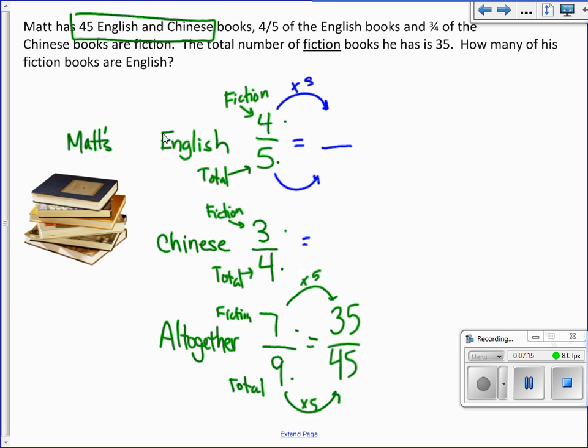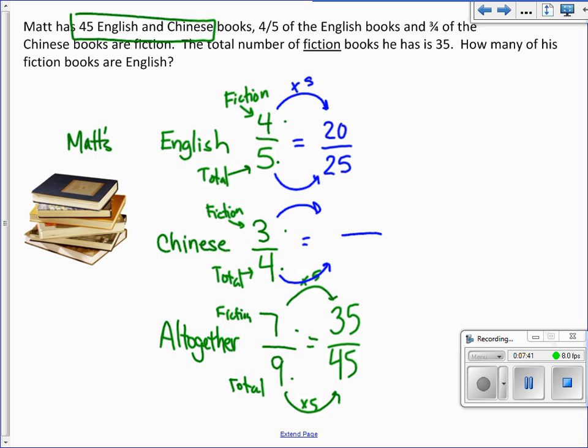It's a times 5 relationship though, so Caitlin, what would you say instead? If we gotta multiply these pieces by 5, we gotta multiply these by 5. So what would this numerator become up here? 20. Fiction out of how many total English here? Daryl? 25. 20 out of 25 must be fiction. Same relationship has to hold true here.